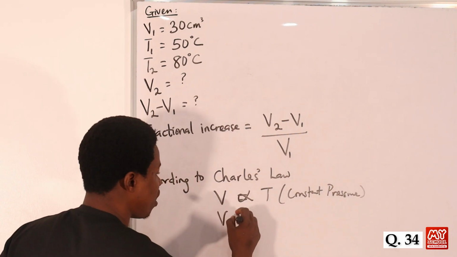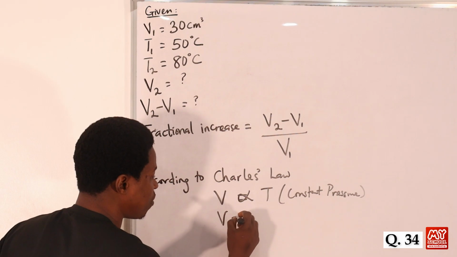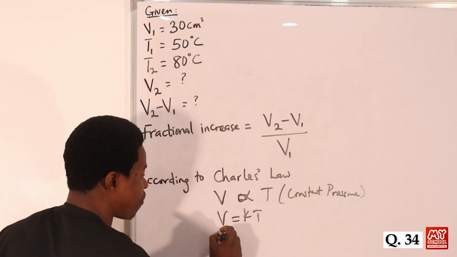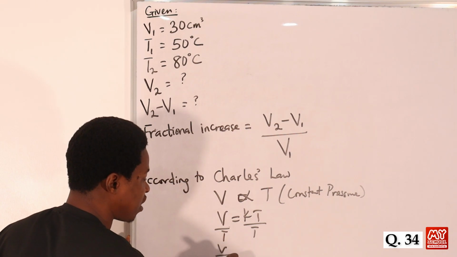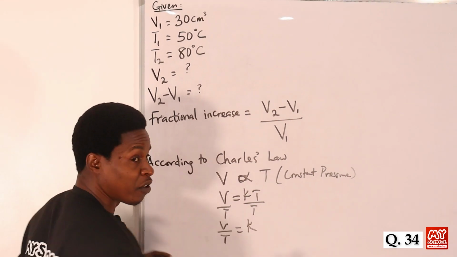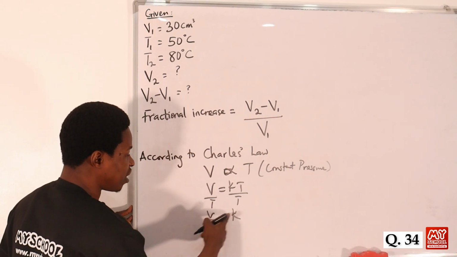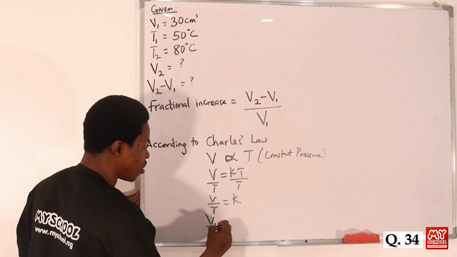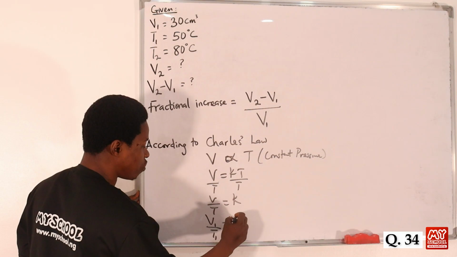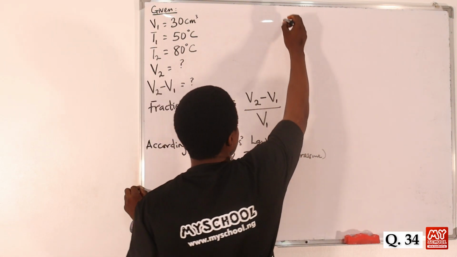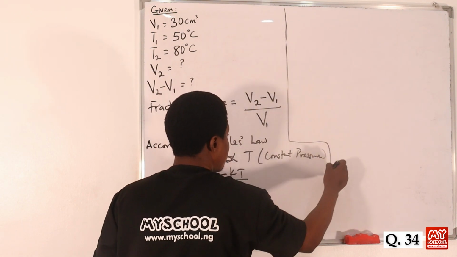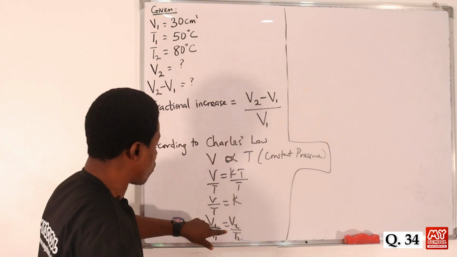So V is equal to KT. We divide both sides by T, so V over T is equal to K. I want you to appreciate how this formula was derived. So that's how we came up with V1 over T1 equals V2 over T2.